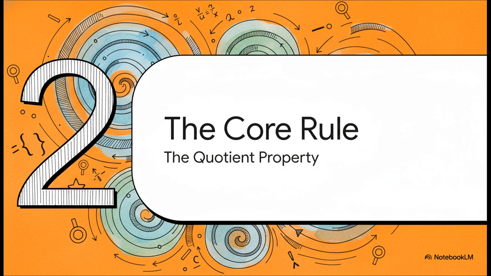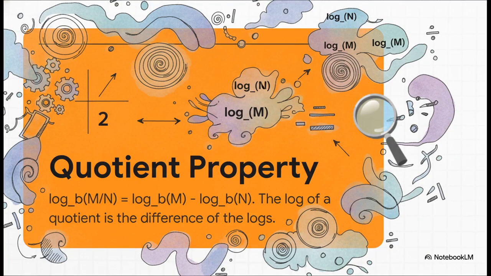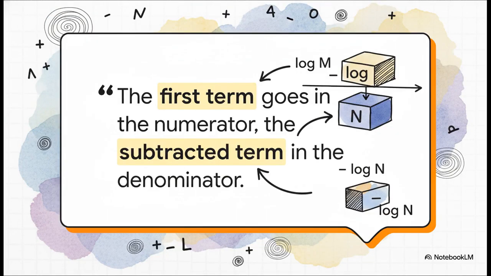And that brings us to the star of the show today, the quotient property itself. This is the formal rule that's going to unlock our ability to break down or even combine logarithmic expressions that involve division. So here it is in all its glory. The logarithm of a quotient, that's m divided by n, is equal to the difference of the logs. So log base b of m minus log base b of n. What we're really doing here is turning a tricky division problem inside the log into a super simple subtraction problem between two logs.